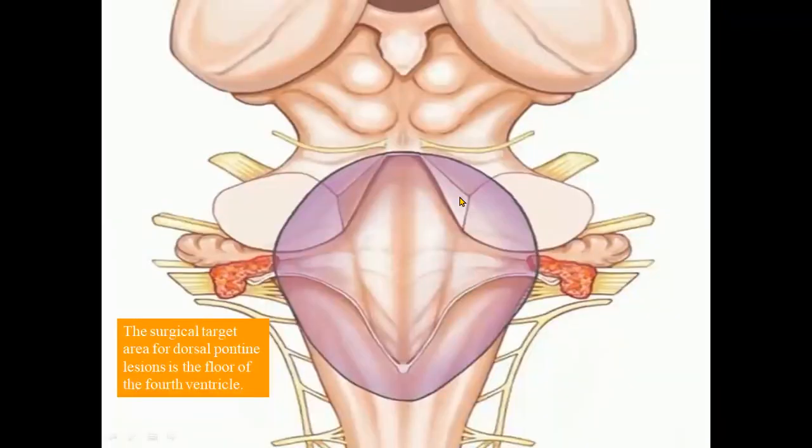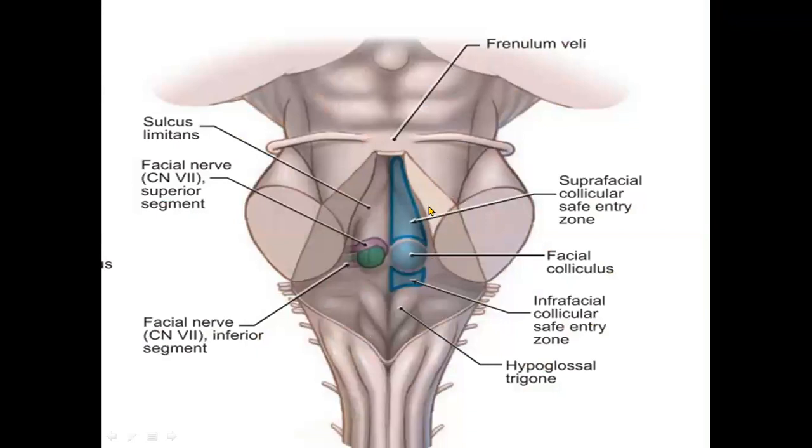Here is the posterior side of the pons, also called the floor of the fourth ventricle. Here is the safe entry zone. First, we have the suprafacial collicular safe entry zone. Here is the facial colliculus, and here, below it, is the infrafacial collicular safe entry zone.